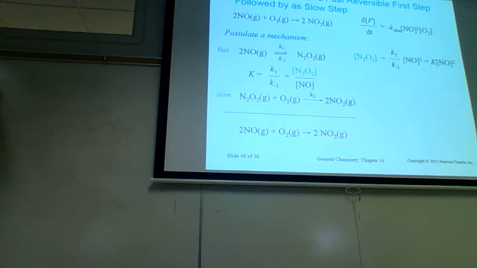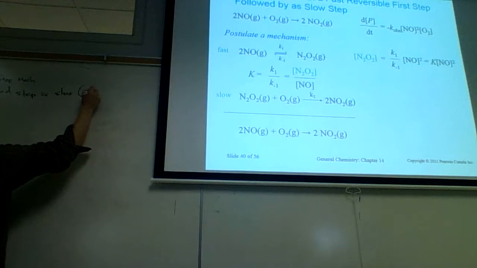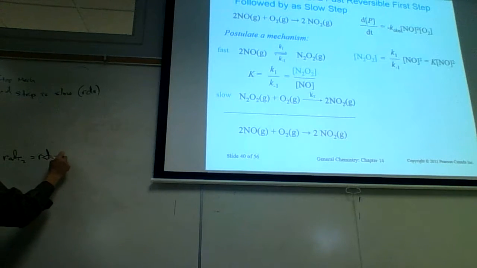So we have a two-step mechanism. We could have more than two steps, a 2+ step mechanism. The second step is slow. That is, the second step is the RDS, the rate determining step. And so step one doesn't dictate the rate. Step two dictates the rate. And so the rate of step 2 is equal to the rate of the overall reaction.